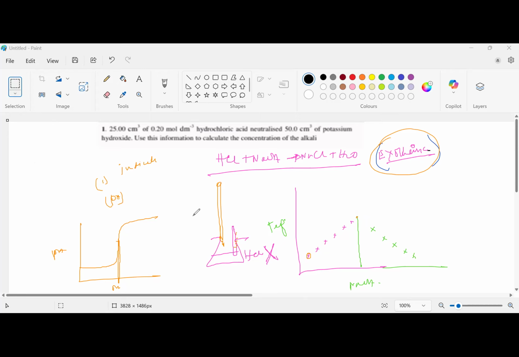When the reaction is over, what happens? The temperature goes down like this. So we extrapolate this graph and we find out the volume of the NaOH which is used for the neutralization point. So this is also the thermometric way by which we can analyze a neutralization reaction. Done this part.